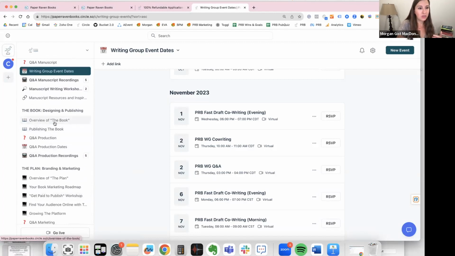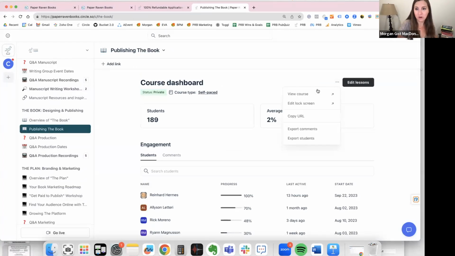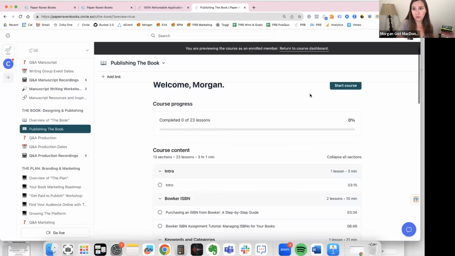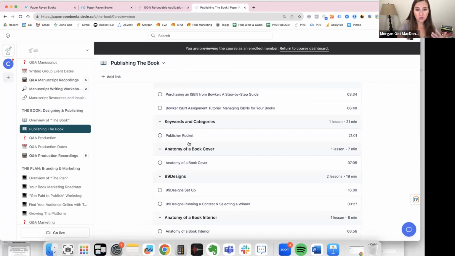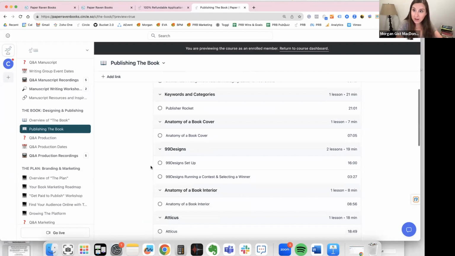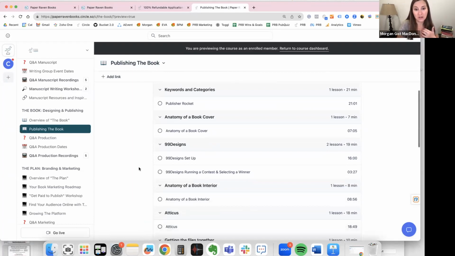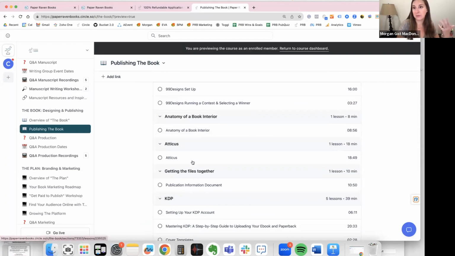Then there's a whole section on publishing the book. We don't want to just do it for you like there's a black box. We want to show you all your considerations and how you would get an ISBN. Here's how we're looking at keywords and categories. Here's the anatomy of a book cover and how we're working with designers to get your cover, and the anatomy of a book interior. We want to show you Atticus and Vellum and some of these programs. Yes, we're doing it for you, and we want to show you how you'll be able to do this yourself for subsequent books.